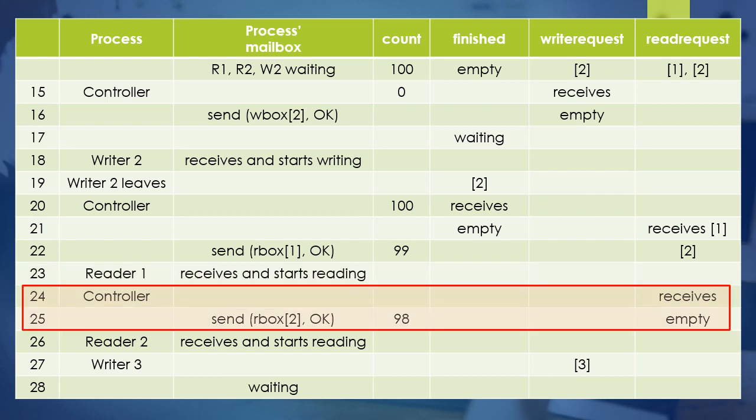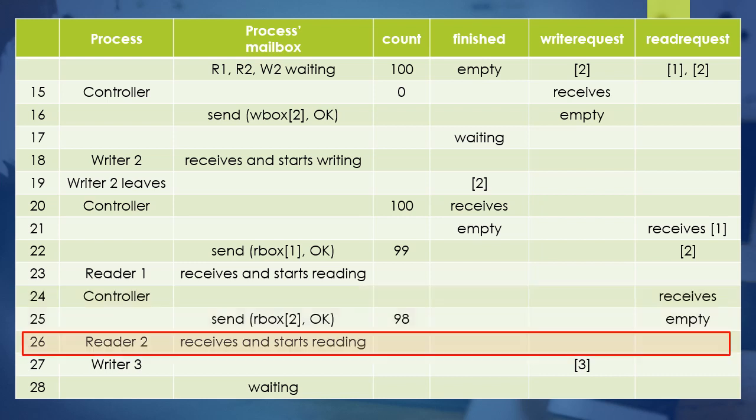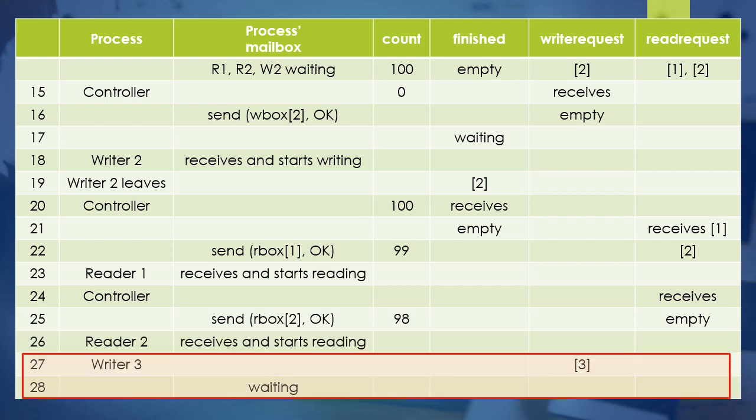Since count is greater than 0, the controller starts checking mailboxes. Finished is empty, so it proceeds to write request. Write request is empty, so it proceeds to read request. The controller receives the read request by reader 2. The controller sends an OK message to rbox2 and subtracts 1 from count. Count becomes 98. Reader 2 receives the controller's OK message and starts reading the file.